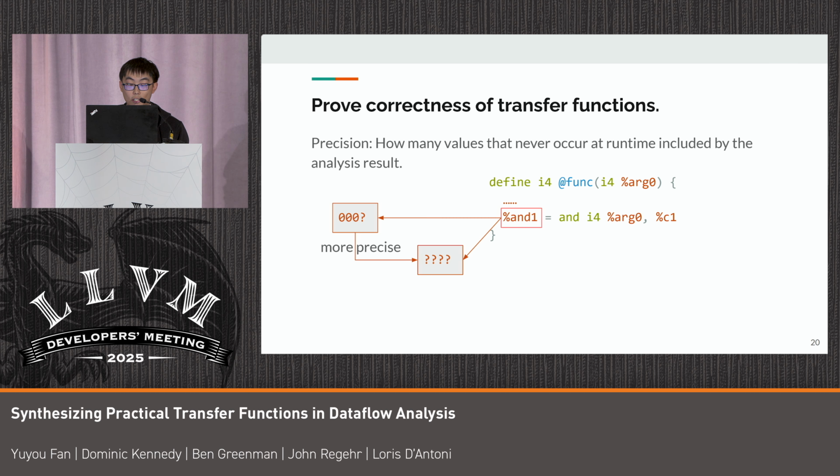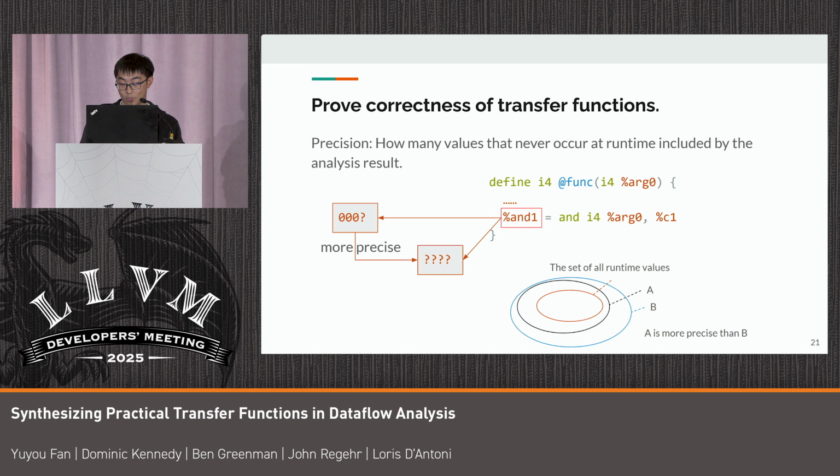The other property here is precision. How many values that never occur at runtime are included by the analysis result. The top result is 3 bits 0 and the last is unknown. This is the maximally precise result. For the second result here, of course, we can return 4 bits unknown. It also includes all possible runtime values, but it's not quite useful. So in this example, we say the first result is more precise than the second.